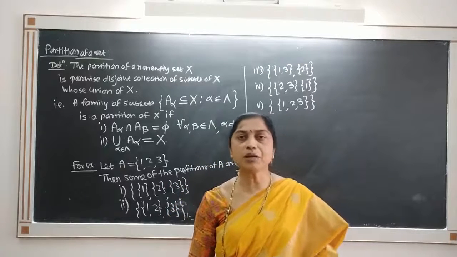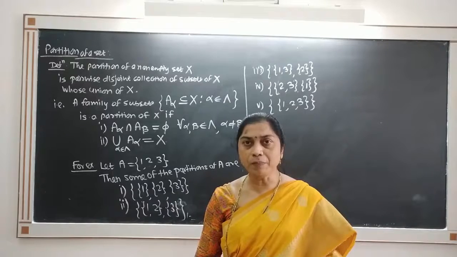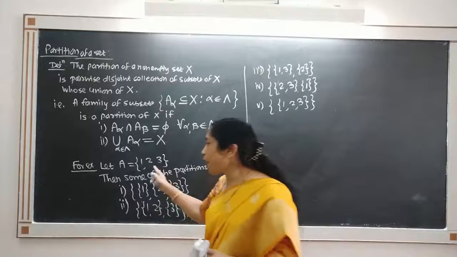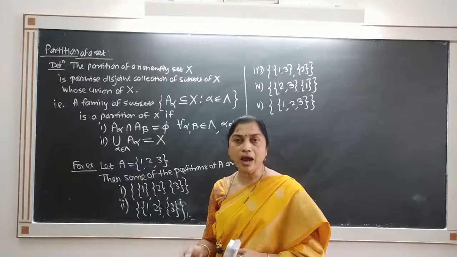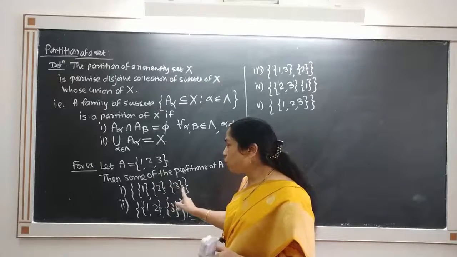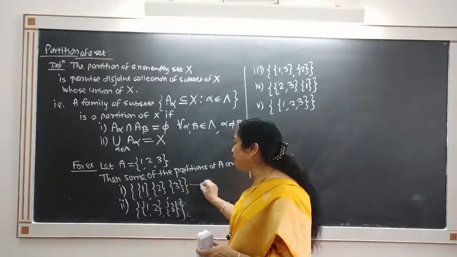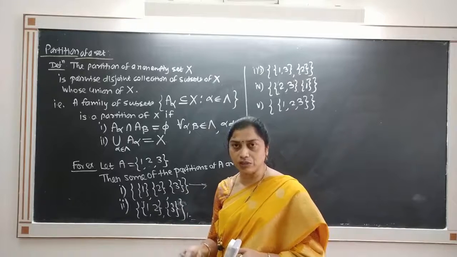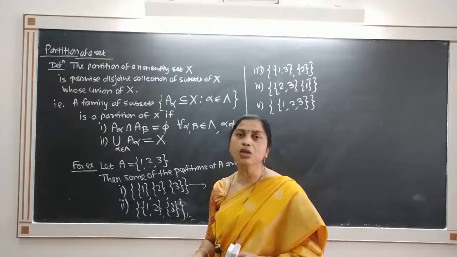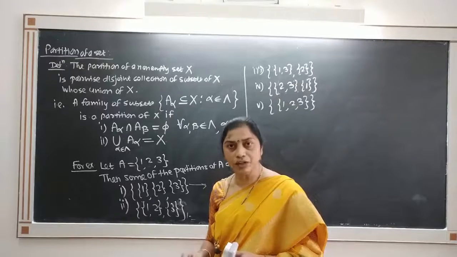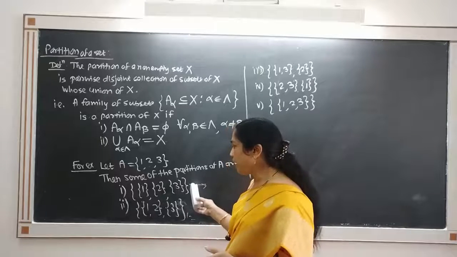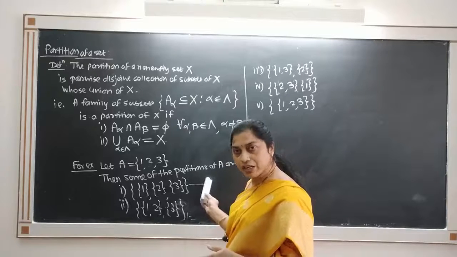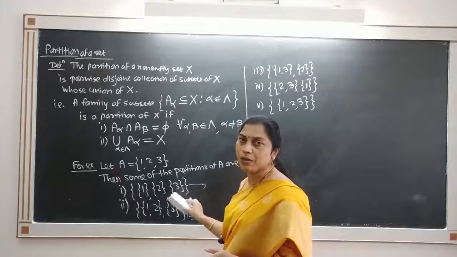Why are these partitions important? We want to prove one theorem, and it says that every partition of A induces an equivalence relation, and every equivalence relation gives a partition. So once you know the partition, you are able to write the corresponding equivalence relation, and if you know the equivalence relation, you are able to write the corresponding partition. So in the next theorem, we will see how to get an equivalence relation from a partition and a partition from an equivalence relation.